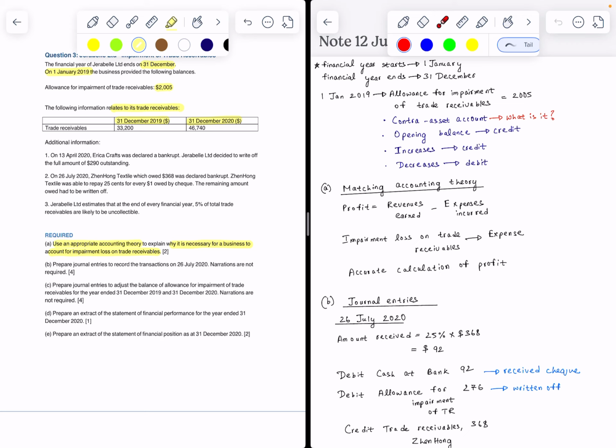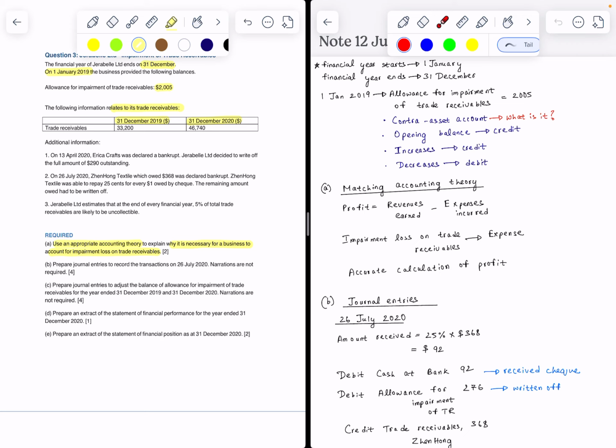So whatever uncertainties are involved with collecting the cash from your credit customers, they're all stored together in this account known as the allowance for impairment of trade receivables, and it is classified as a contra asset account. Always remember, all contra asset accounts by default must have an opening balance which is credit. This also means when the allowance for impairment of trade receivables increases, we always credit it, and when it decreases, we debit it.